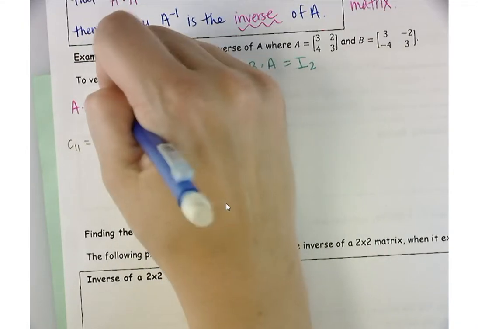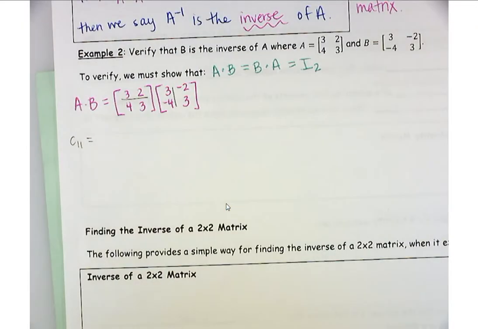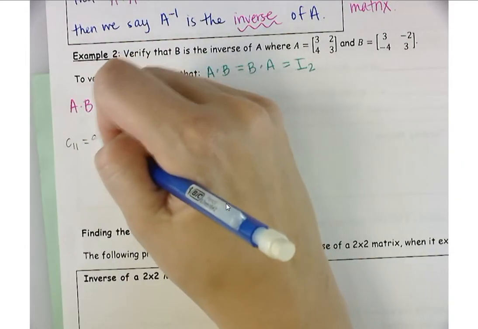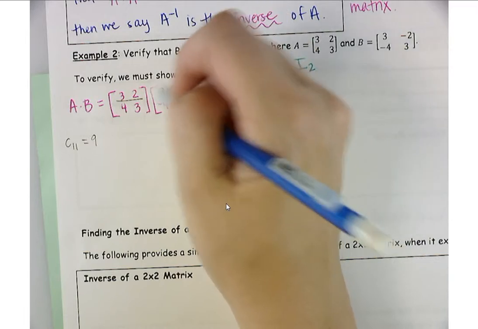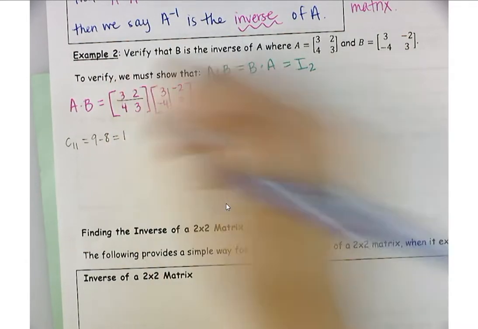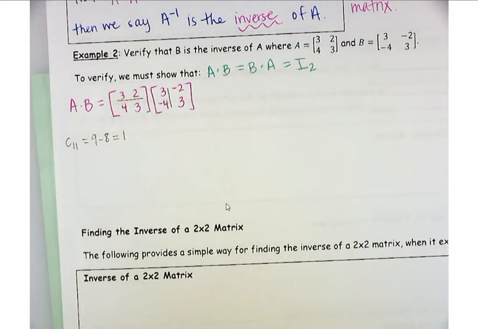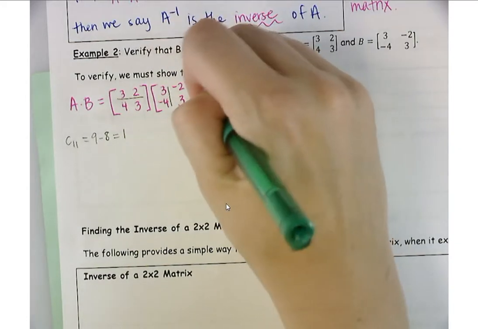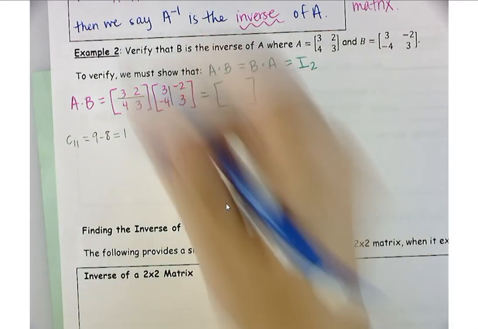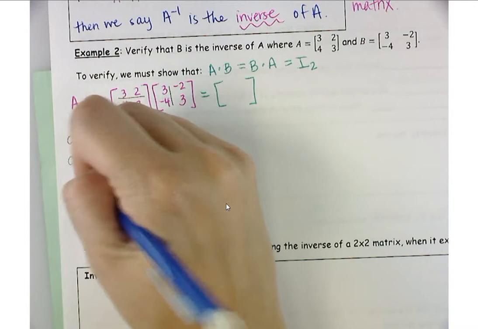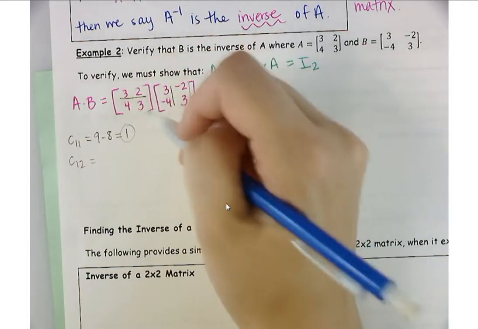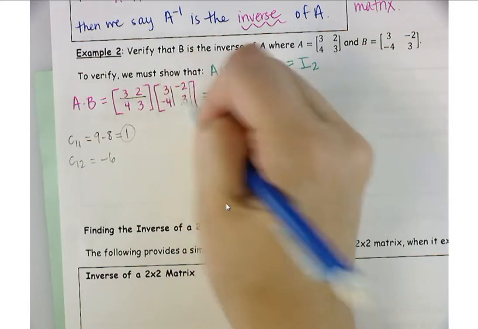Okay, so we're going to do the row by the column. We're going to multiply 3 times 3, which is 9, and then plus 2 times -4, which is -8. That's going to give you 1. I'm just going to put this equals. Then for the first row, the second column, 3 times -2 is -6, and 2 times 3 is 6.